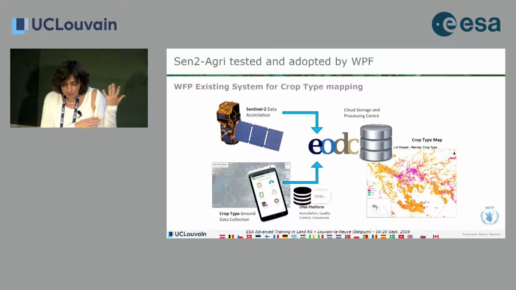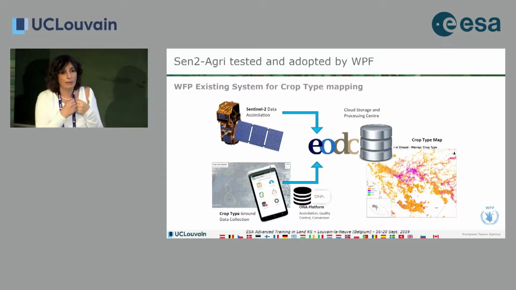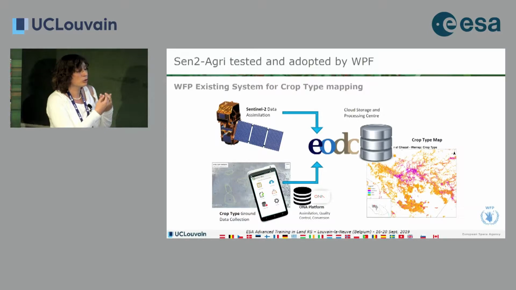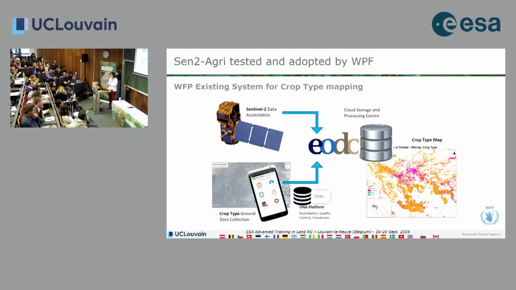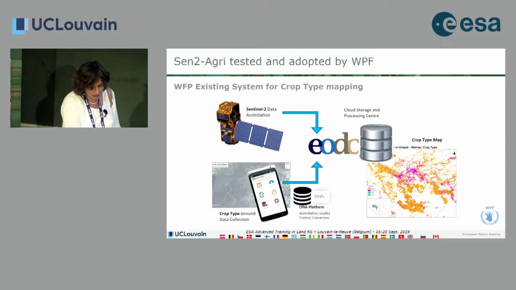So this was, the examples I've shown were examples that we have done by ourselves during the demonstration, and now I will show you some examples that users have done by themselves, because it's even more convincing when we promote products that we have not done. And so the World Food Programme has tested the Sen2Agri system. So they are working with Sentinel-2 data.